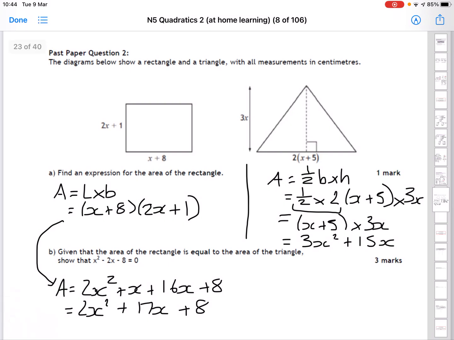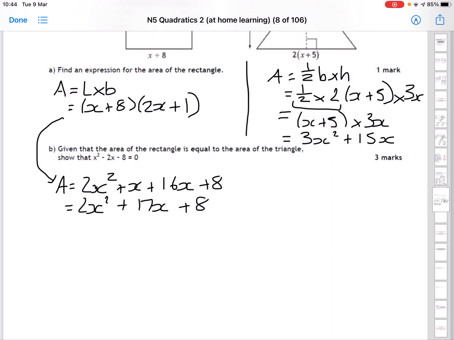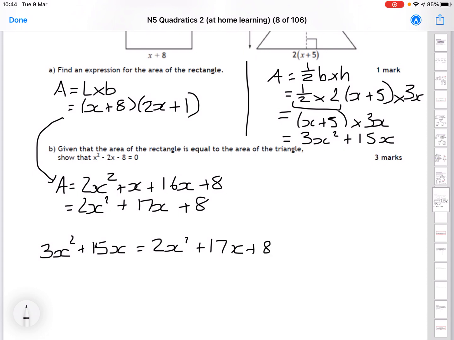Now that we have an expression for both of the areas, we can set these equal to each other. I'm actually going to put the one that has 3x squared, your triangle, on the left-hand side, so that when I bring my terms across, I'm going to have a positive x squared. So 3x squared plus 15x is equal to 2x squared plus 17x plus 8, because our two areas are equal to each other. Everything has to come to the left-hand side.